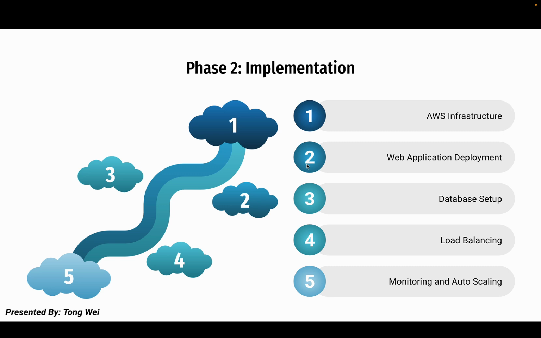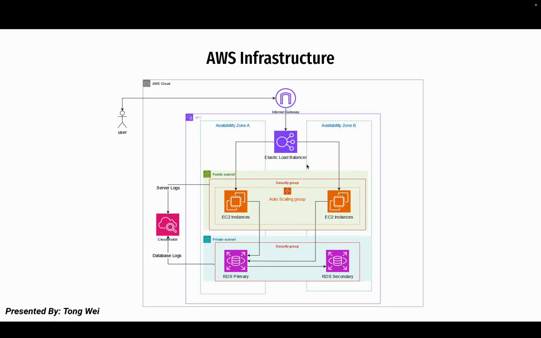Thank you, Jovan. I'll now be covering the phase 2 part of our project, which is the implementation phase. Our implementation phase involves 5 steps as shown. We have set up the necessary AWS infrastructure for our web application as shown in the diagram.